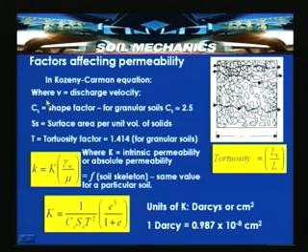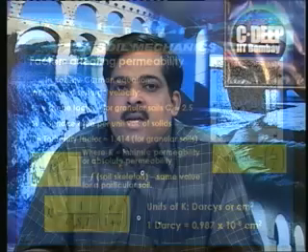In the Kozeny-Carman equation introduced in the previous slide, V is the discharge velocity, and Cs is the shape factor. For granular soils, Cs is equal to 2.5. Ss is the surface area per unit volume of the solids, and T is the tortuosity factor, which is root 2 for granular soils. This Kozeny-Carman equation can be simplified as k, which is Darcy's coefficient of permeability, as capital K times gamma w by mu.